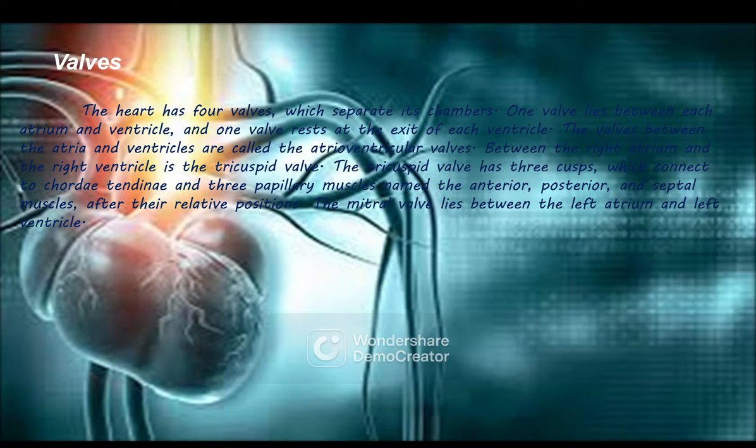The mitral valve lies between the left atrium and the left ventricle. It is also named the bicuspid valve due to its having two cusps, an anterior and a posterior cusp. These cusps are also attached via chordae tendineae to two papillary muscles projecting from the ventricular wall.